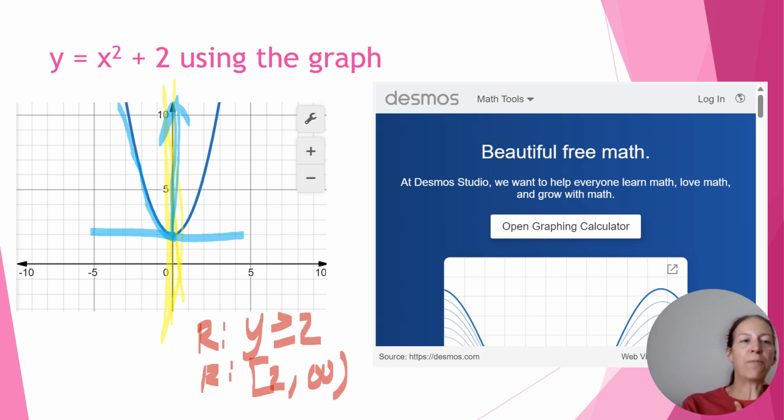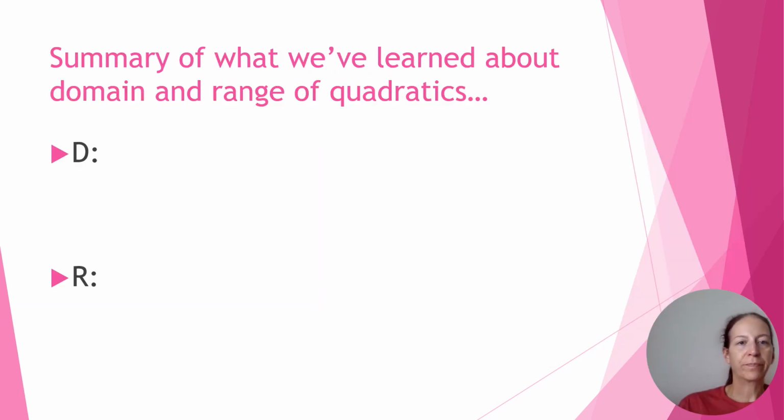For me, again, I prefer finding the domain from the equation, and I prefer finding the range from the graph. To me, that's what works. So, a summary of what we've learned about domain and range of quadratics.